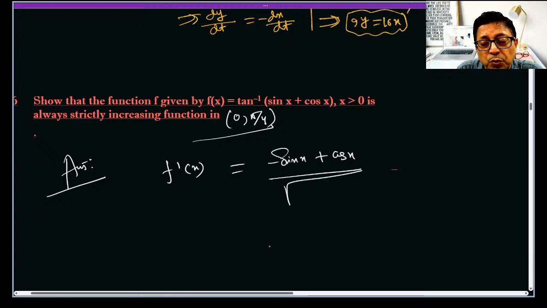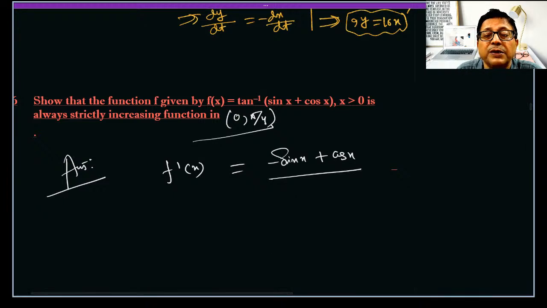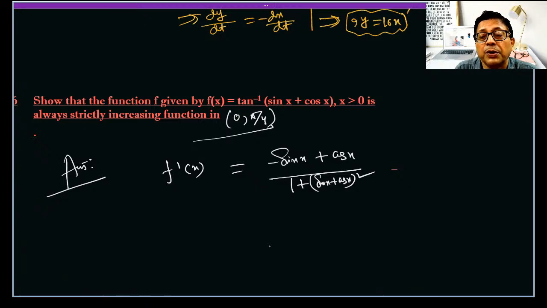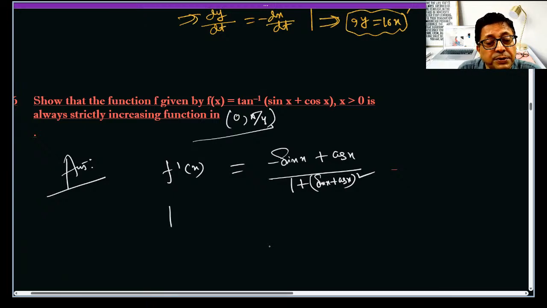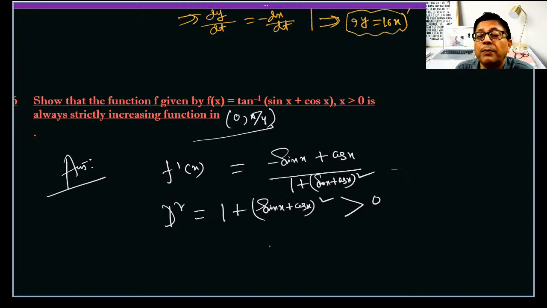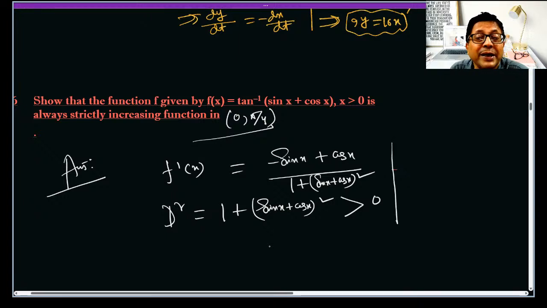divided by 1 plus sin x plus cos x whole square. Okay, this is always positive. Denominator is equal to 1 plus sin x plus cos x whole square, always greater than 0. So increasing or decreasing depends on what? It depends on the numerator. We'll be thinking about the numerator only.